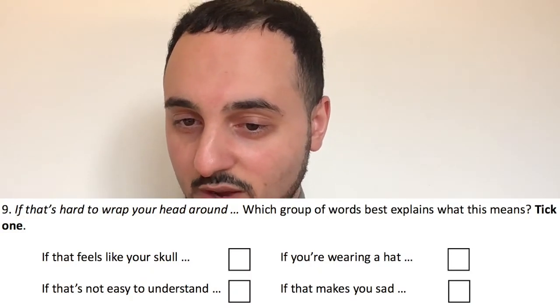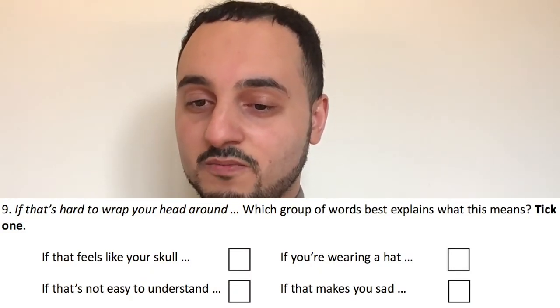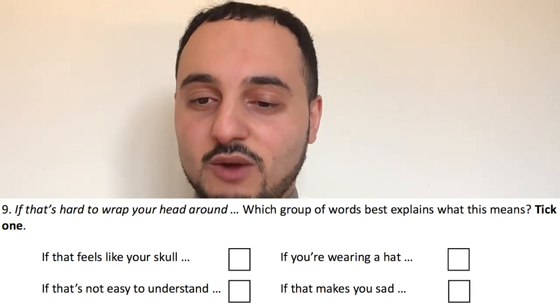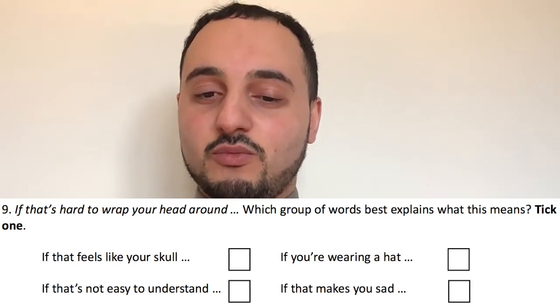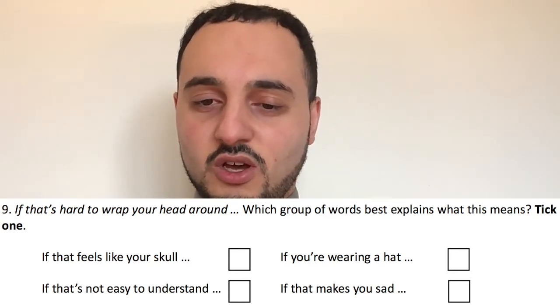Right, question 9. If that's hard to wrap your head around, which group of words best explains what this means? Tick one. So if that's hard to wrap your head around, what does that mean? That is a saying, everybody. You might well know what it is already. You might have heard somebody else use that expression, to wrap your head around something.